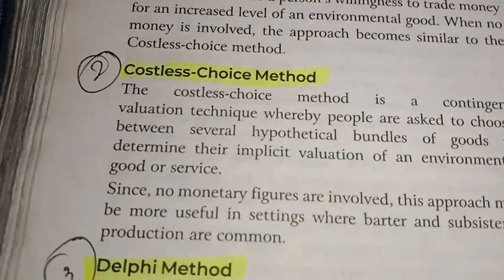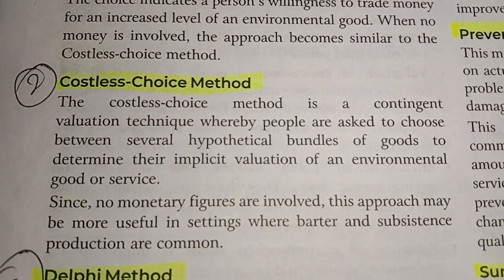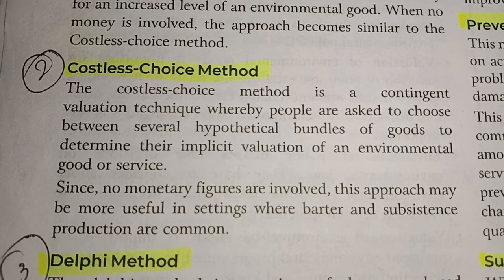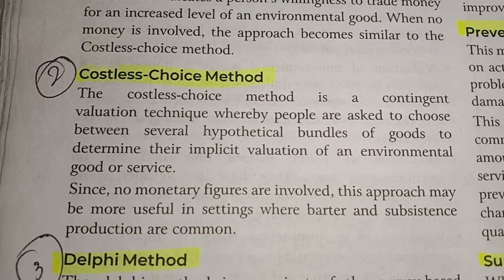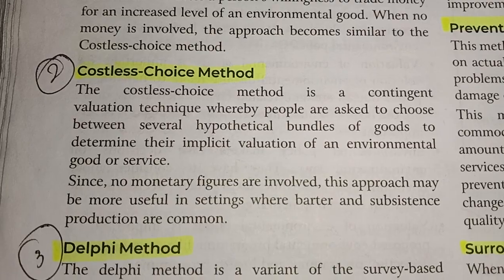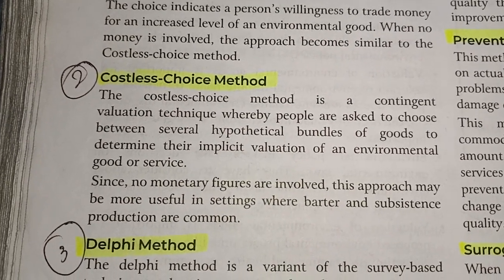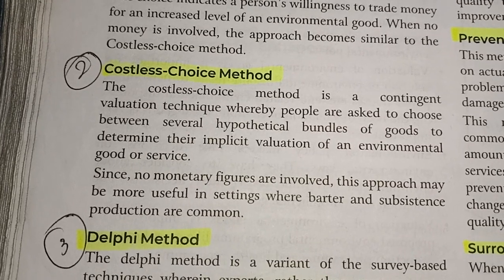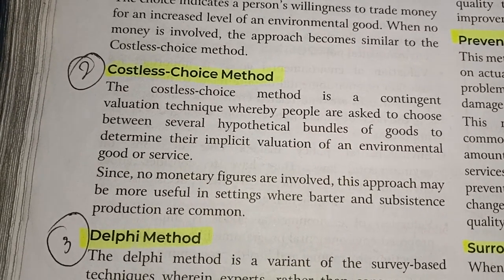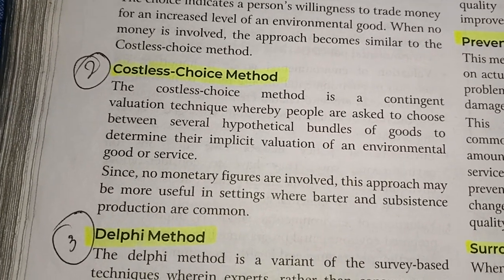Costless choice method. The costless choice method is a contingent valuation technique whereby people are asked to choose between several hypothetical bundles of goods to determine their implicit valuation of an environmental good or service. Since no monetary figures are involved, this approach may be more useful in settings where barter and subsistence production are common.